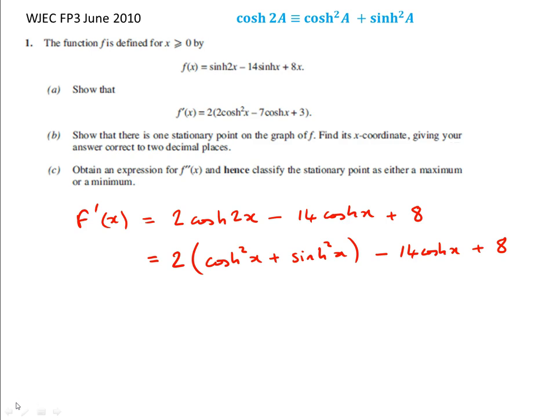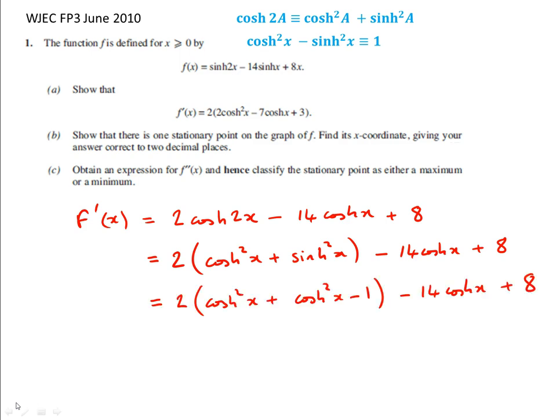And then we also know that cos squared x plus sin squared x is always equal to 1. So sin squared x is the same thing as 1 take away cos squared x. So we've got two lots of cos squared x plus cos squared x take away 1 minus 14 cos x plus 8 is our expression now for f dash x.